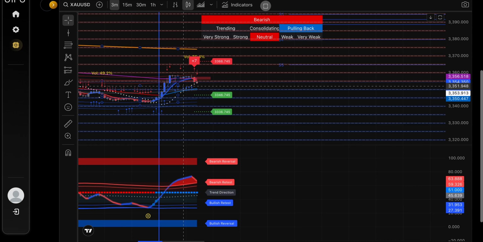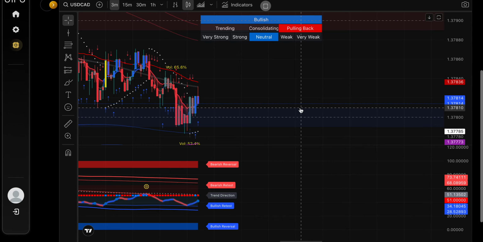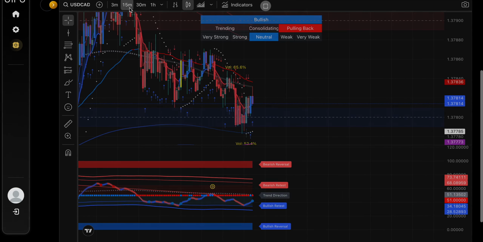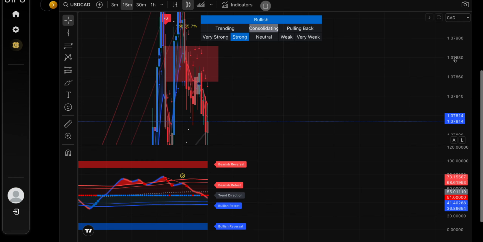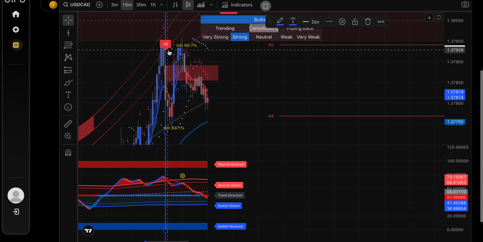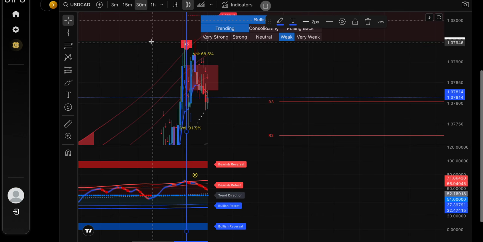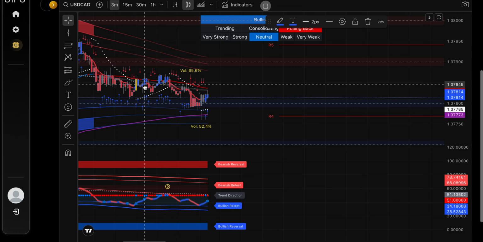So why did I enter? Have I shown you USD CAD before? I think I've shown it. Okay, let me see. I don't think so. So here's why I entered USD CAD. Let me just make that one the last one. So I saw a scorecard on 15 minutes, and then Super Sniper showed up. 30 minutes confirmed that same scorecard, right? So I went down to 3 minutes and I looked for an entry.